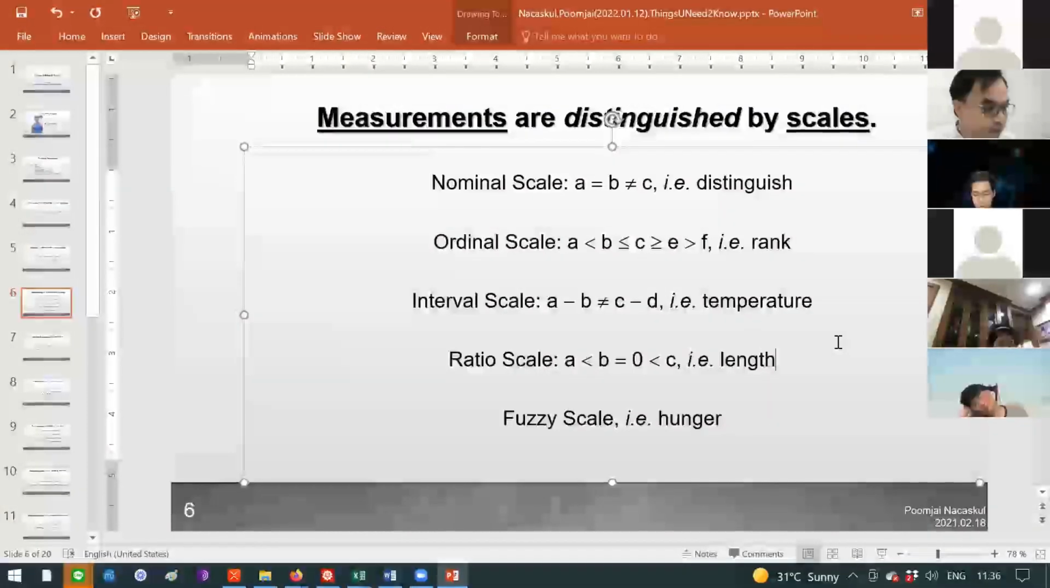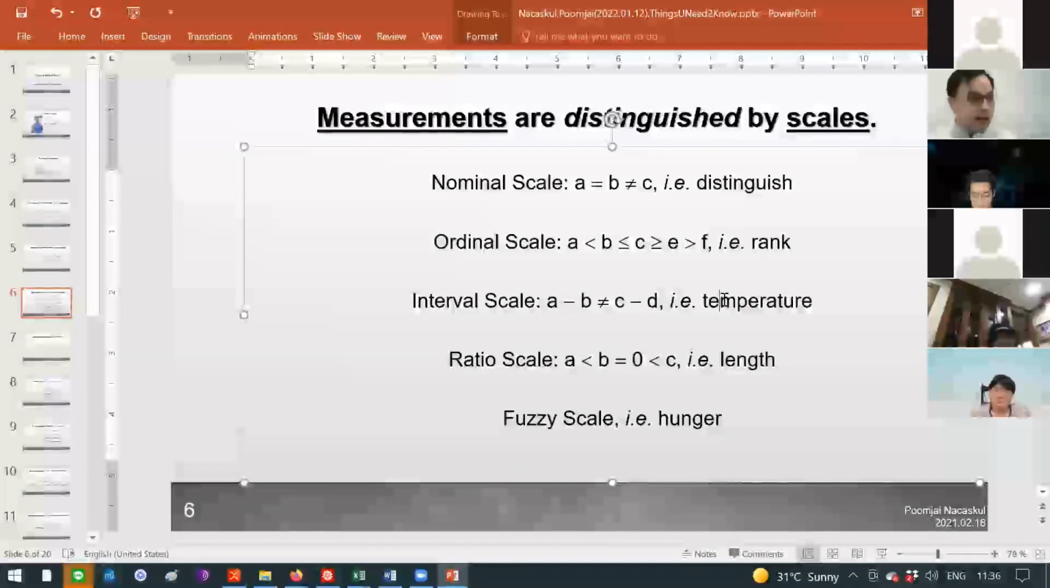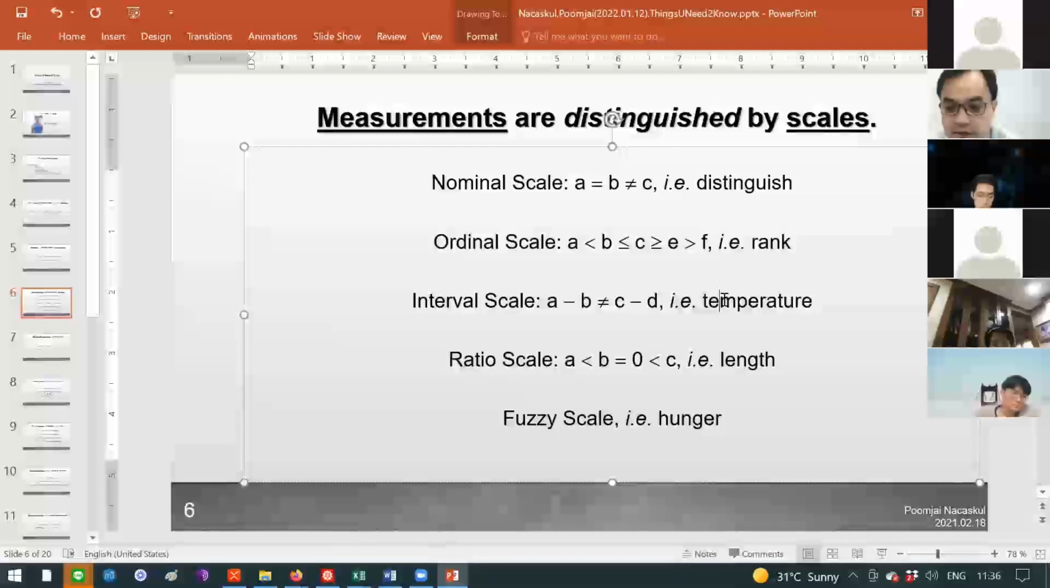Now, but this, you don't have absolute zero, so you can't take the ratio. The ratio would be something that has absolute zero, like length. So temperature, for example, you can't say that the room that is 25 degrees is twice as warm as the room that is 12.5 degrees, because that only works in centigrade, it doesn't work in Fahrenheit and so forth.